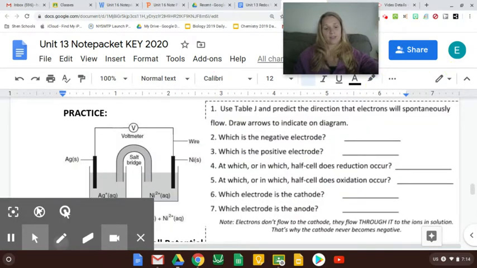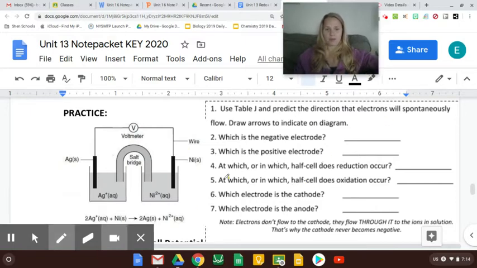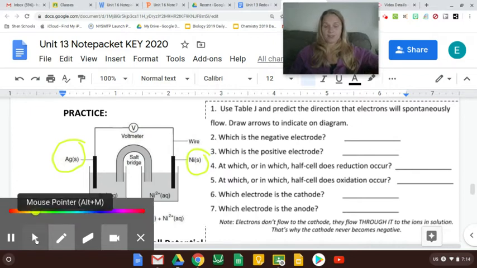Let's try an example. It's asking me all these questions about this cell that I learned. So I could go, okay, well, I have silver and nickel. So I can say, well, if I can figure out from table J who got oxidized, who got reduced, then I can use anox and red cat to figure out where the anode and where the cathode is. And then if I know anode and cathode, I know who's positive and who's negative. And then I know which way the electrons flow. So let me use table J to get this started, and then I'm going to have a lot of answers just from that one thing.